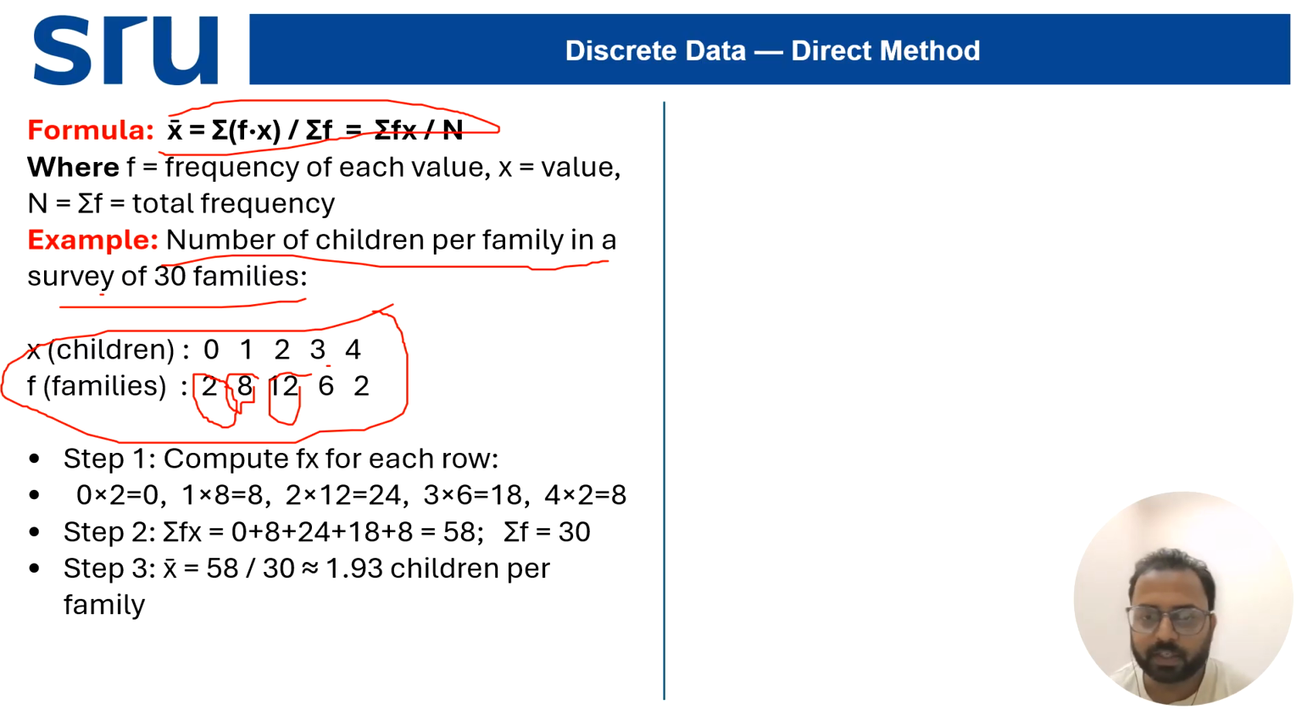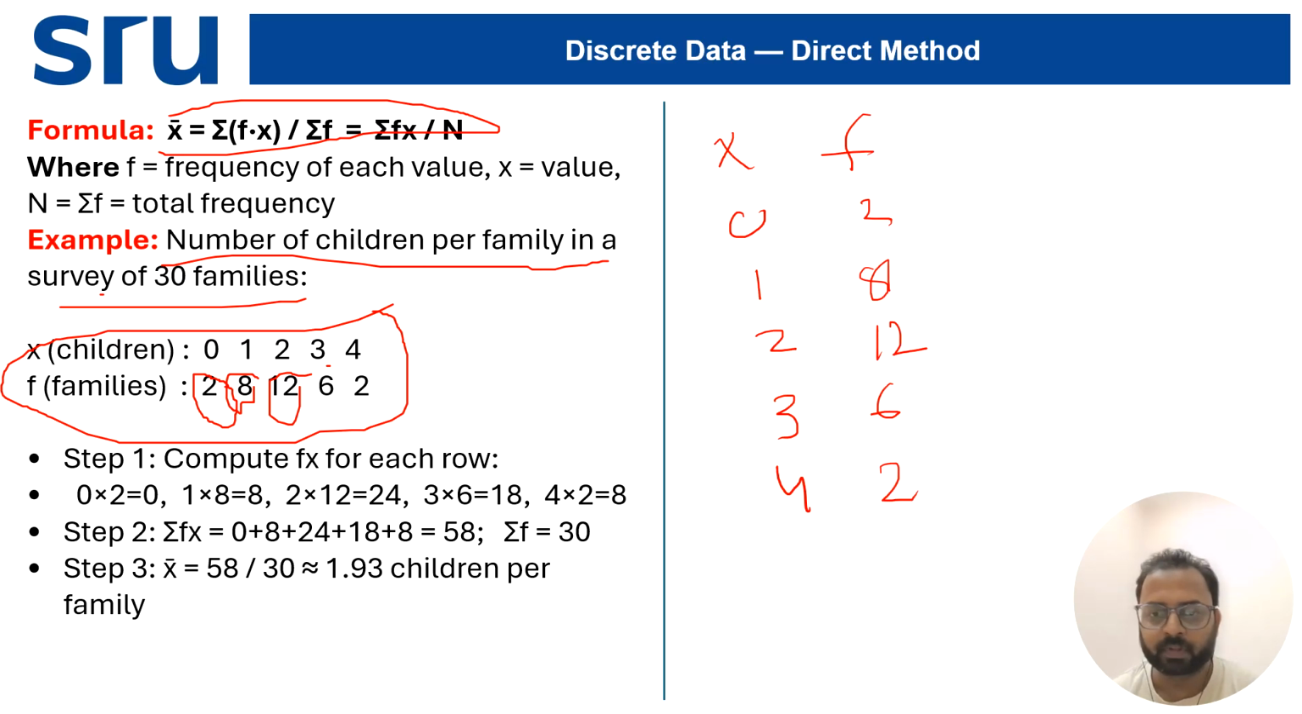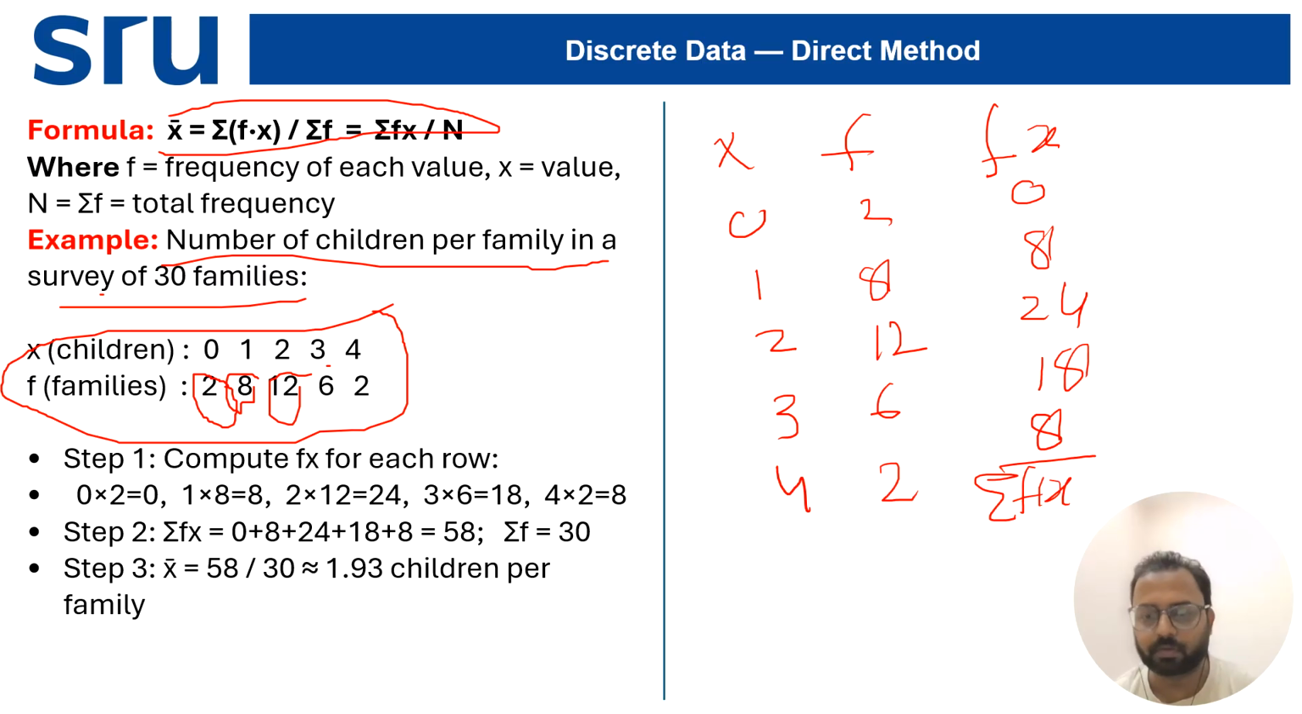To solve this, we can make a computational table. Here x and then f. X is 0, 1, 2, 3, 4. F is 2, 8, 12, 6, 2. And then we make f into x. So 2 into 0 is 0, 8 into 1 is 8, 12 into 2 is 24, 6 into 3 is 18, 4 into 2 is 8. And then we take the sum of all fx.